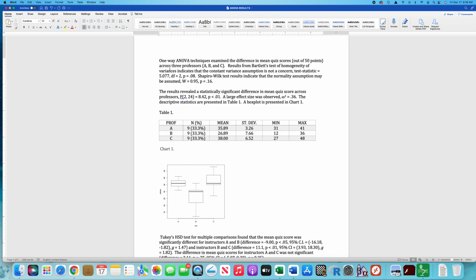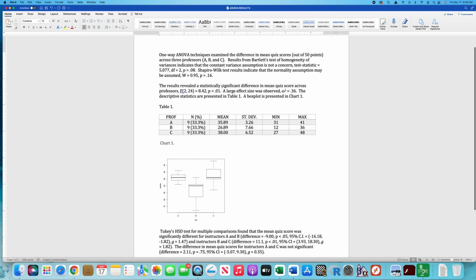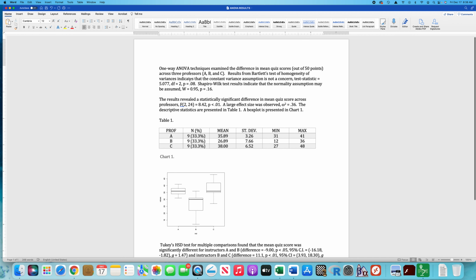And I'm not going to read this to you. But you should follow something pretty close to this. The introductory paragraph, I just describe to the reader what I did. I say a one-way ANOVA technique examined the difference in mean quiz scores out of 50 points across three professors. So just frame the problem and be pretty clear with that.